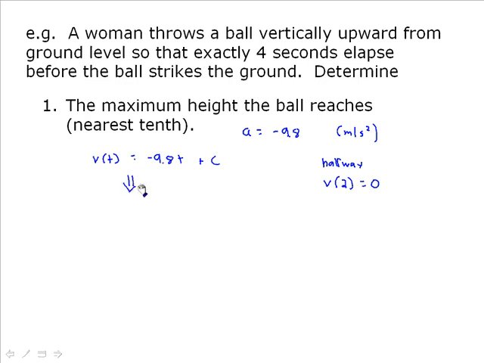The velocity is equal to 0, and that's equal to negative 9.8 when time is 2, plus c. And then we can solve this one pretty nicely. Negative 9.8 times 2 will give us negative 19.6, so that comes to the other side: 19.6 is equal to c. So therefore, the velocity function, v(t), is equal to negative 9.8t plus 19.6.